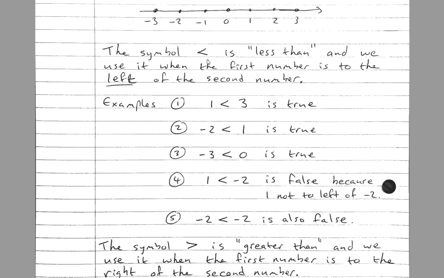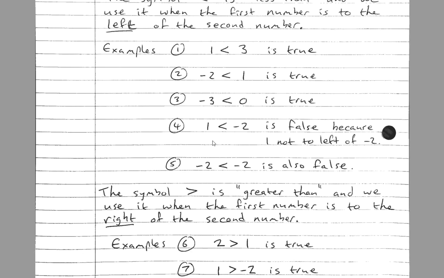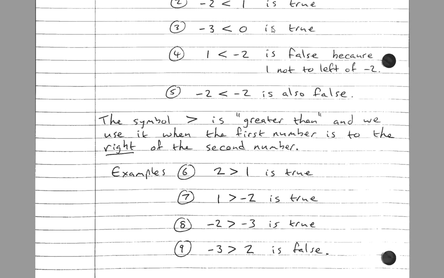All right, so this is less than, it means to the left. Of course, you could turn it around and look at greater than. So this is the greater than symbol. This means the first number is to the right of the second number. So 2 is to the right of 1. Yeah, that's true.